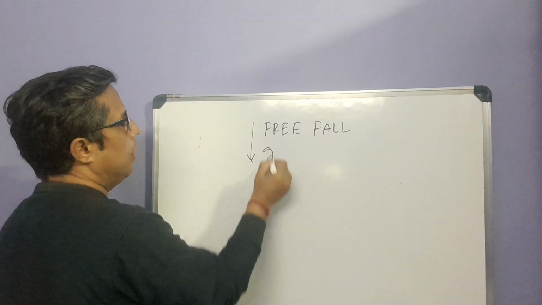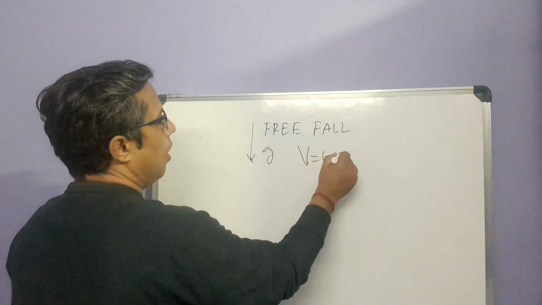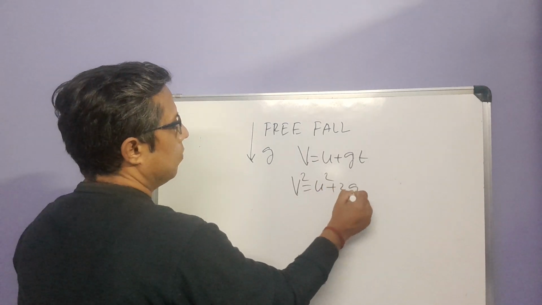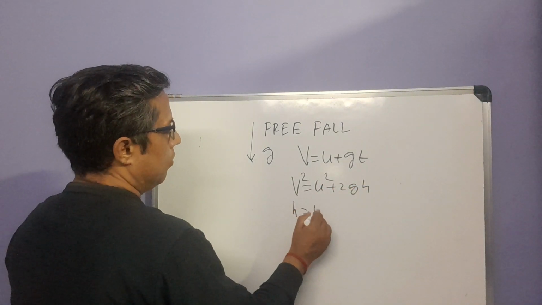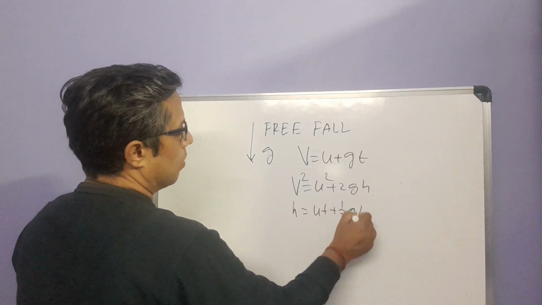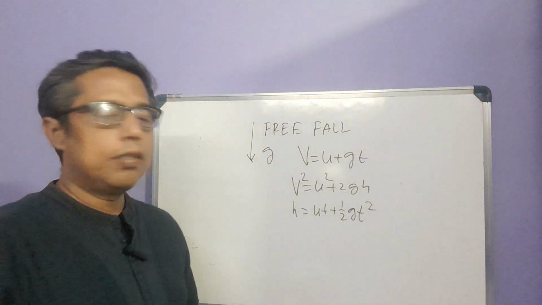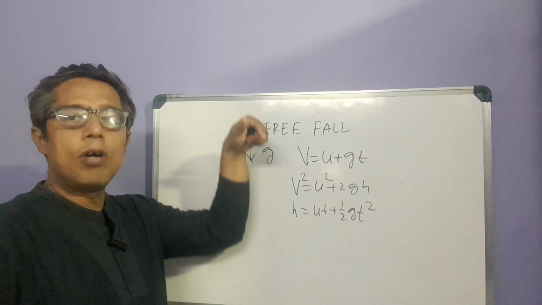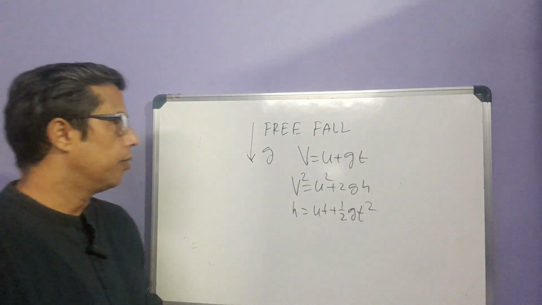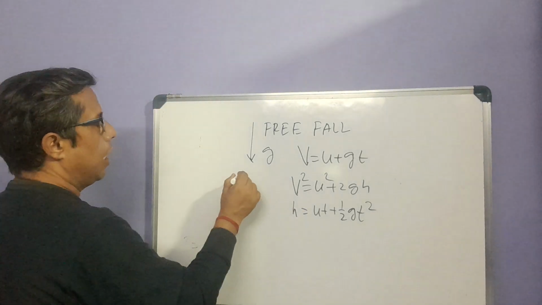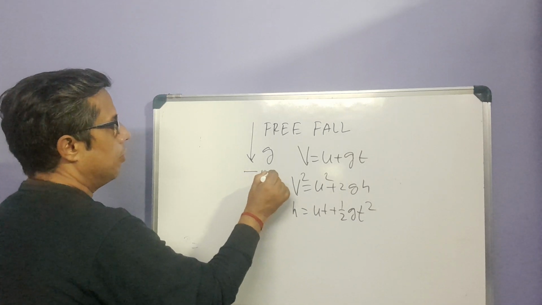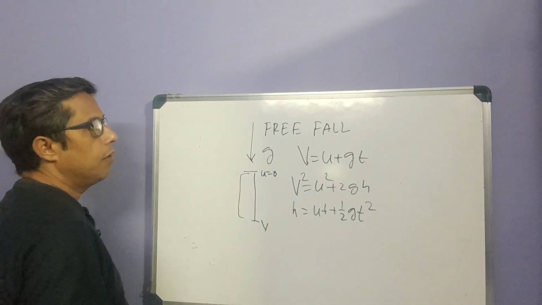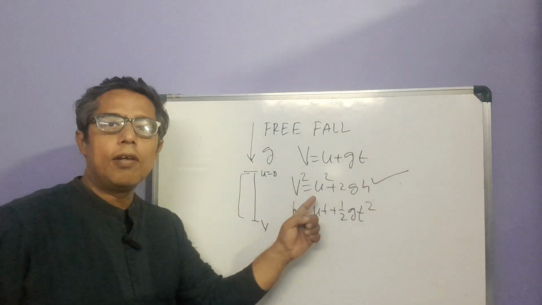So g is acting, and the equations will be v is equal to u plus gt, v square is equal to u square plus 2gH, and H is equal to ut plus half gt square. By using these three equations, you can get your answers whenever you are considering free fall or downward motion. g is positive. So you can get a question like, I am releasing something from here, so initial velocity 0, and you have the final velocity. Calculate the height. Which equation will you use? This one, right? By using this equation, you will get the height.